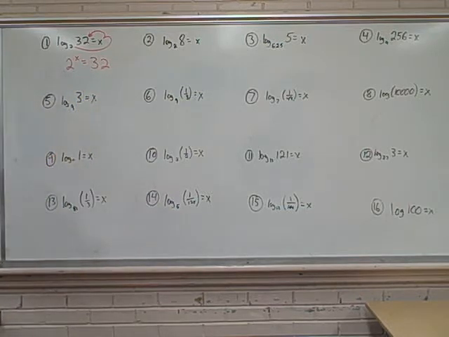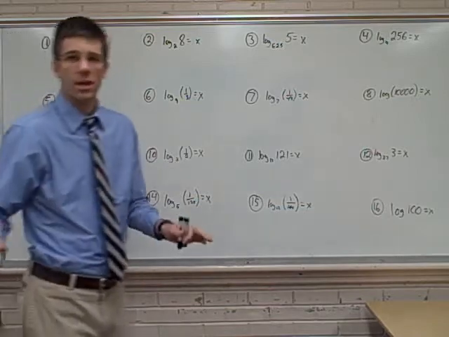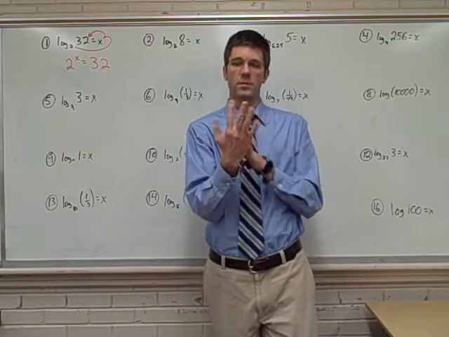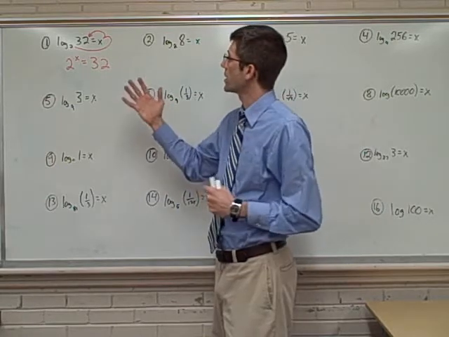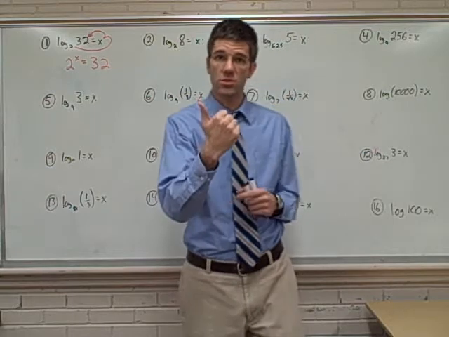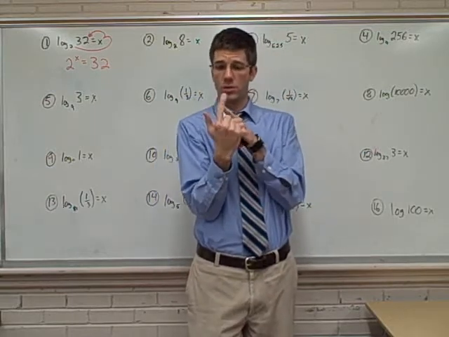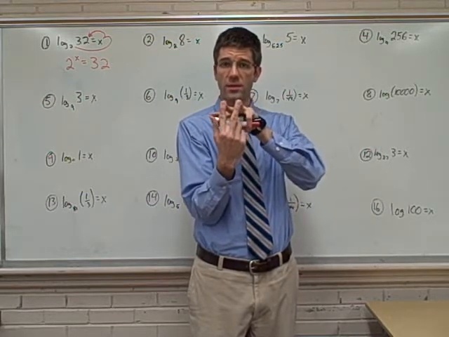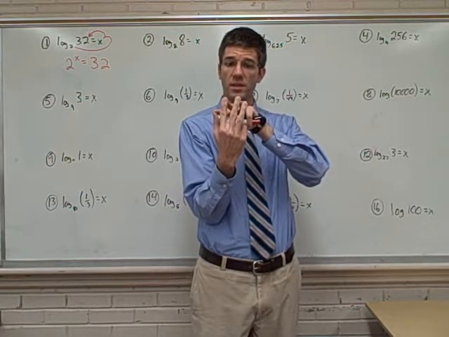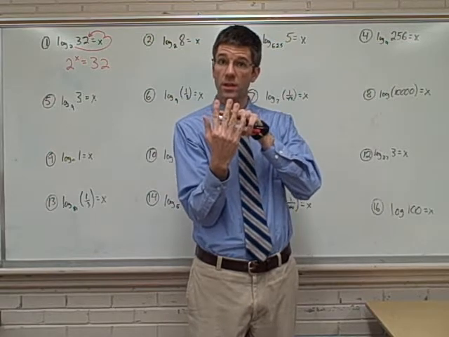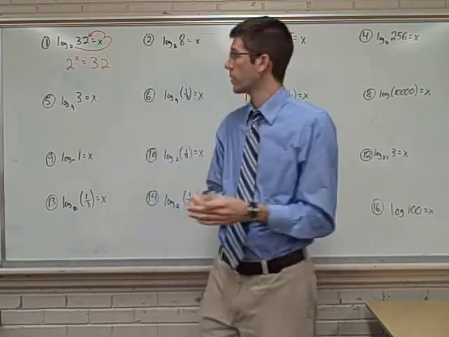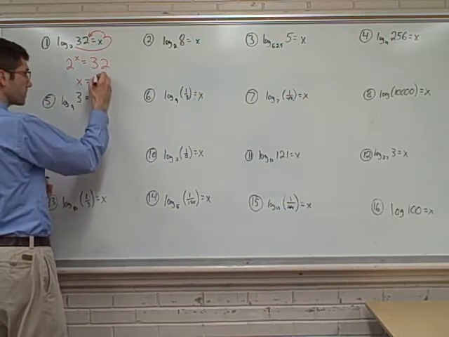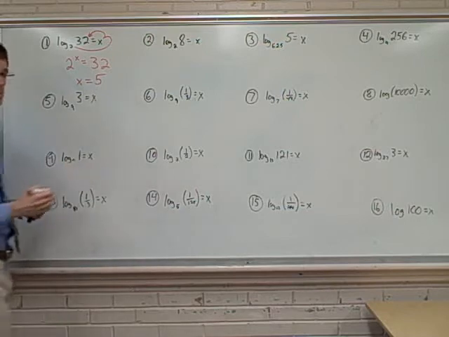Now, there is a way to solve it using a logarithm, but I'm not going to use a logarithm. I'm just going to think through it logically. 2 times itself a certain number of times is going to give me 32. So 2 to the first is 2. 2 times 2 is 4. 2 times 2 times 2 is 8. Multiply that by 2 again, you get 16. Multiply that by 2 again, you get 32. So it's 2 to the 5th power. We figured this one out without doing anything crazy with a logarithm. So the answer is 5.